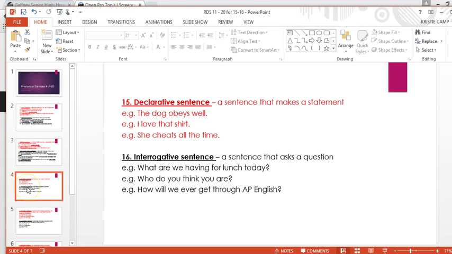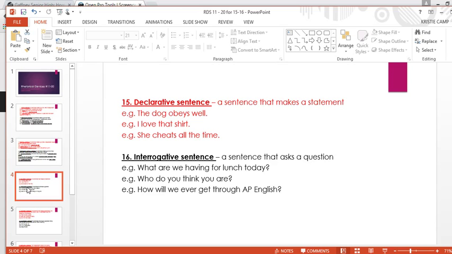All right, the next ones are types of sentences based on the purpose of the sentence. Number 15 is declarative sentence, a sentence that makes a statement. You are declaring something to exist or to be true. For example, the dog obeys well. I love that shirt. She cheats all the time. Most of the time, you're simply stating an observation.